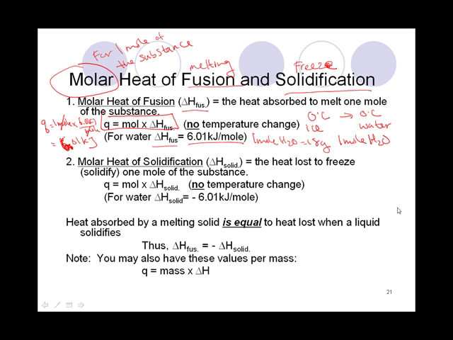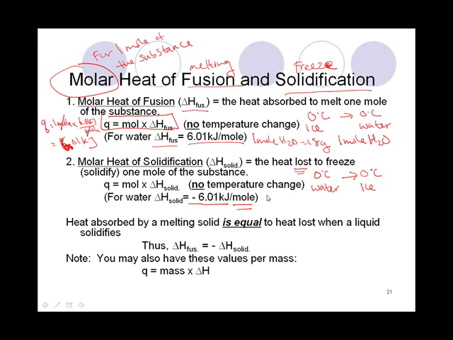Heat of solidification is the amount of heat lost to freeze 1 mole of the substance. Remember that for me to go from 0 degrees Celsius water to 0 degrees Celsius ice, I need to lose some energy, and that amount of energy that I need to lose is 6.01 kilojoules for every mole of water.